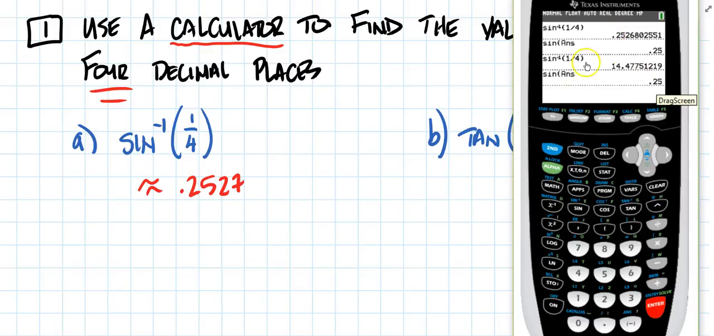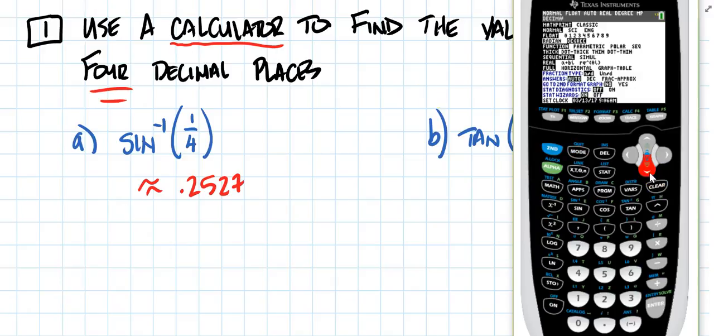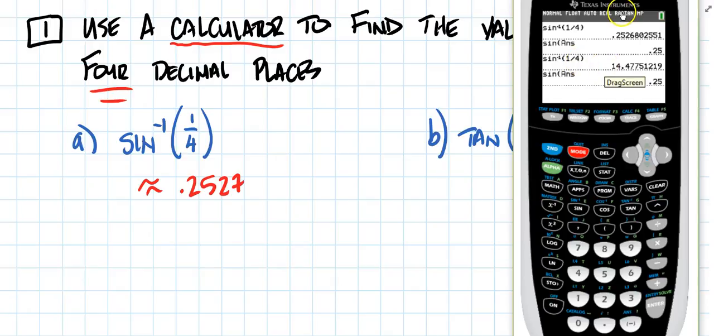So you can see that it works in either mode, but generally speaking, when we're taking inverse sines, we want to be in radian mode because that's how they're defined on the graph. So what we're going to do is keep our calculator in radian mode. I'm going to go back and put it in radian mode and keep it there for the remainder of this process. Okay, so now I know I'm in radian.